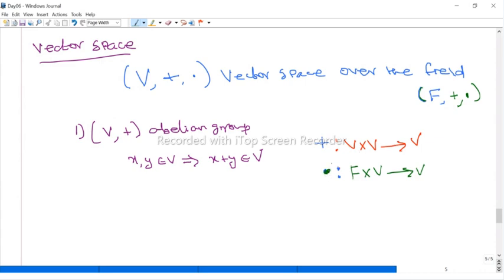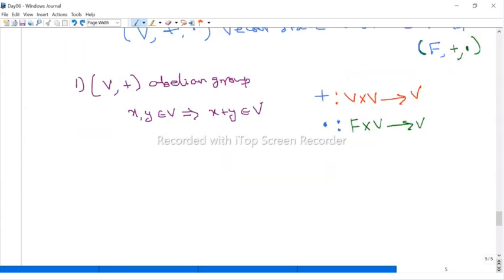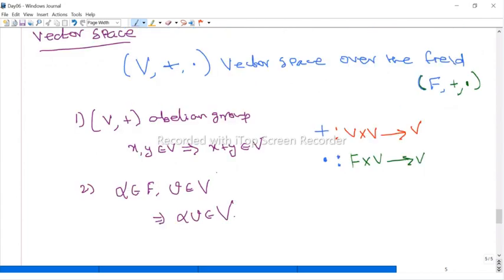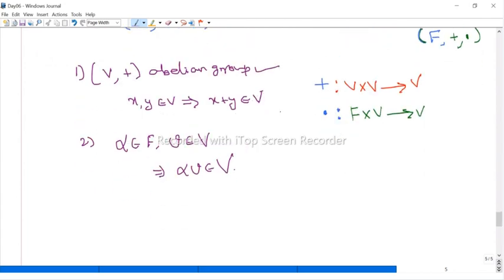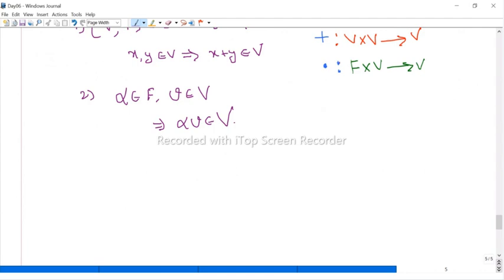This dot, the blue color multiplication: we take any element alpha from F and a vector v from the set V, and the product alpha times v should be in the set V. With respect to these two operations, first of all, with respect to addition we form an abelian group, and then there is a relation between this multiplication, the elements of F, and V. So I leave it to you.